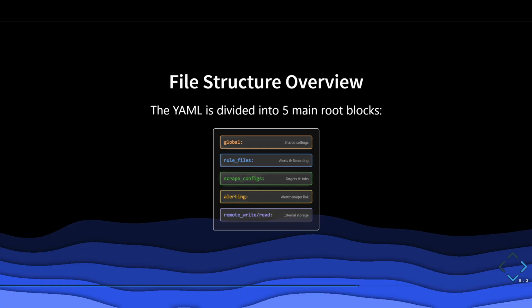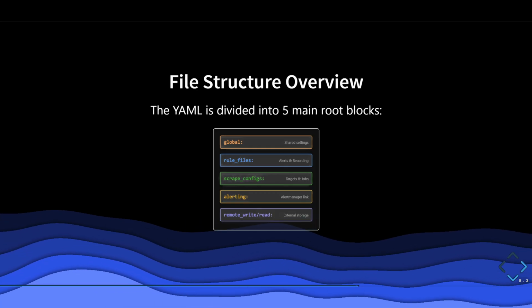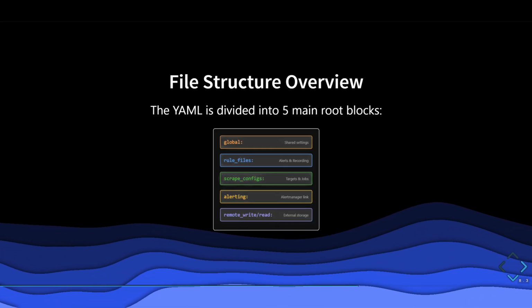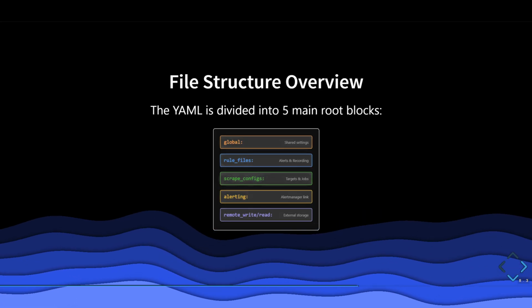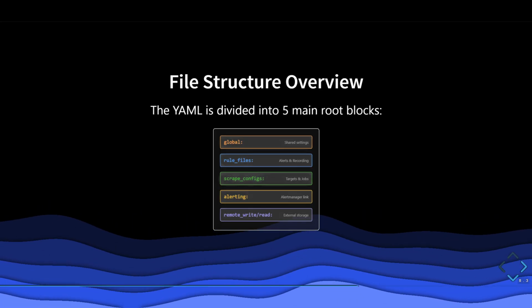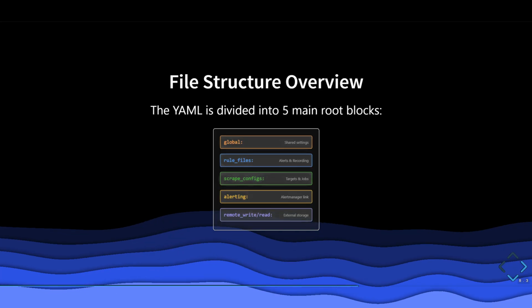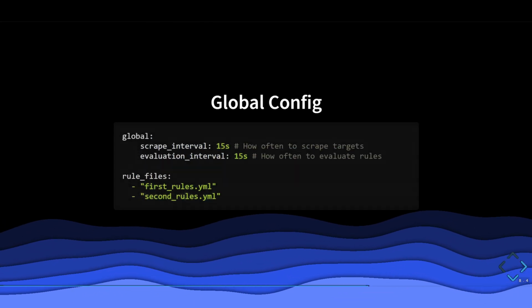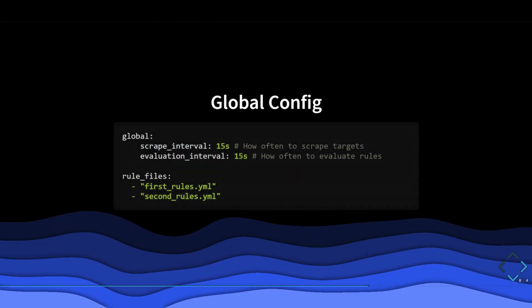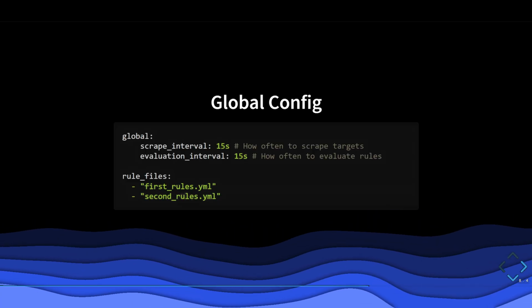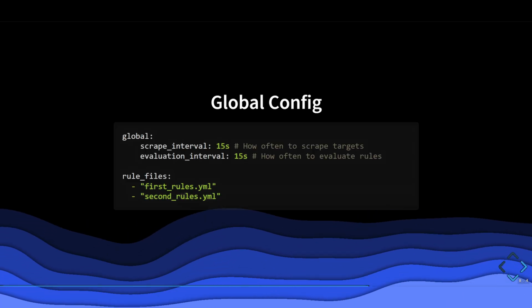File structure. The config has 5 main blocks: global settings, rule files for alerts, scrape configs for targets, alerting settings, and remote write configurations. Global config. Here you define how often to scrape targets and how often to evaluate rules. Default is usually 15 seconds.